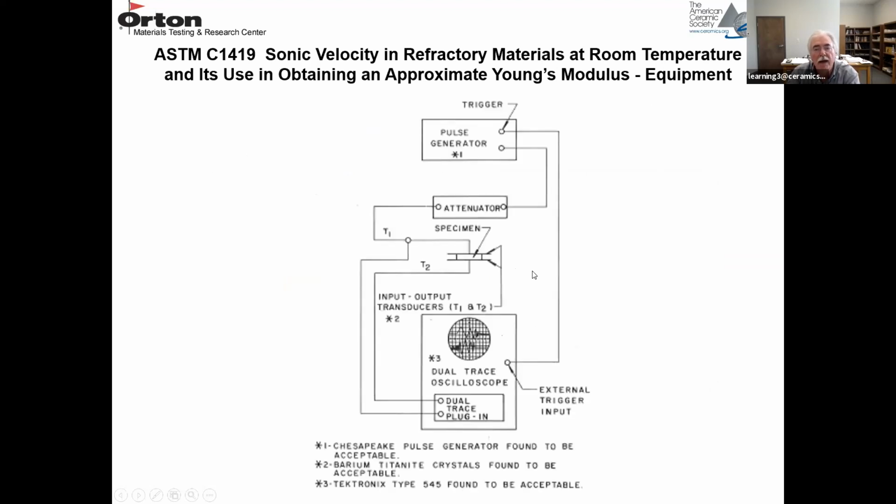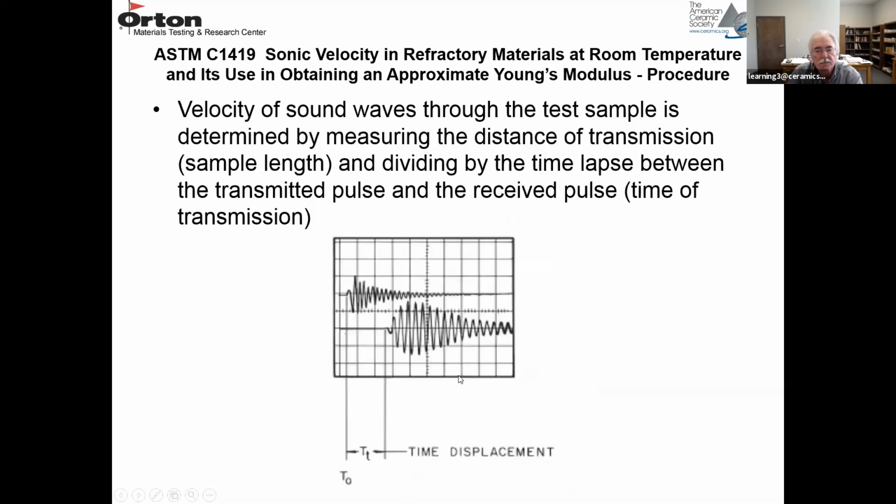And here's a rough schematic of what this looks like. You have your sample, and on each side of the sample, you have your transducers. You have a pulse generator that generates the pulse, and they both go to a dual trace oscilloscope, and you pick up the pulse location on the oscilloscope. It looks something like this.